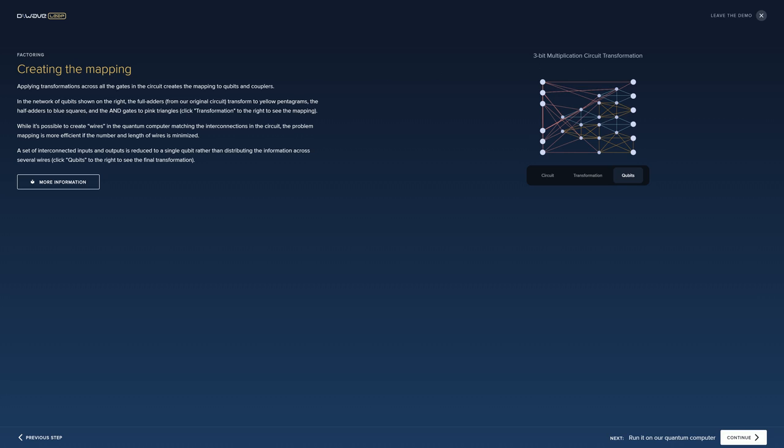Okay, while it's possible to create the wires in the quantum computer, I gotta read this, a click transformation. See, here it was, click transformation. Yeah, and that's a transformation to the right to see the mapping. While it is possible to create wires in the quantum computer matching the interconnection in the circuit, the problem mapping is more efficient if the number and length of wires is minimized. Of course, as short and as fast as possible to the solution.